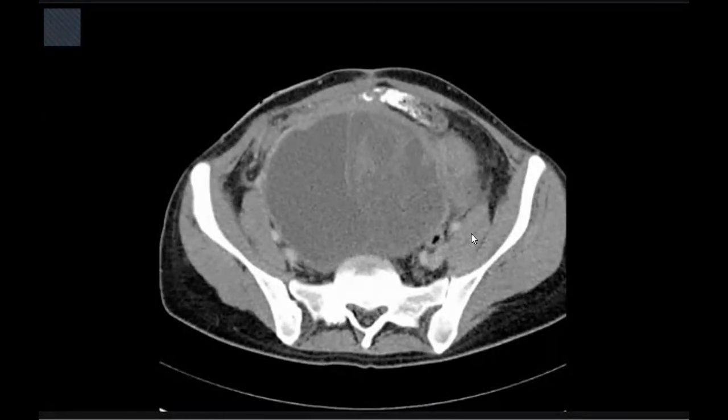Okay. How will you manage this case? Urgent refer patient to the oncology team. Request CT chest, abdomen, pelvis to see if any other metastasis. Okay. Thank you.